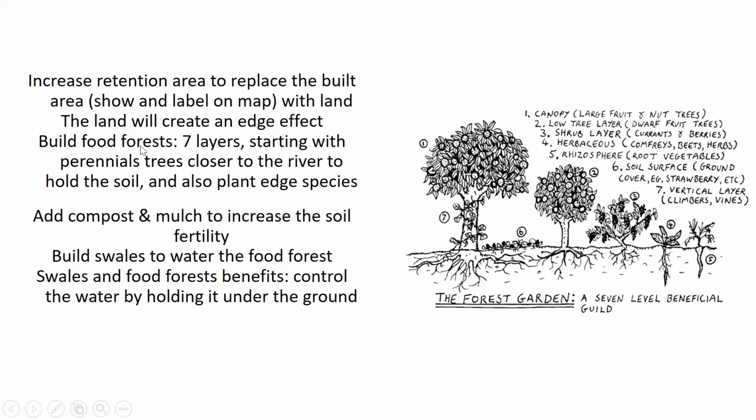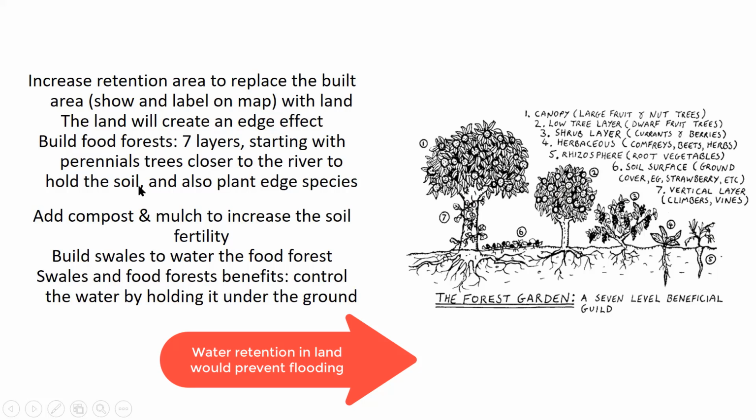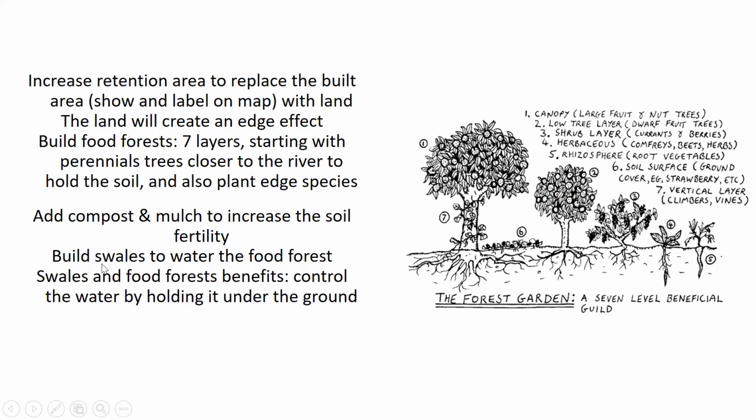And then we can build a food forest, 7 layers, starting from perennials closer to the river to hold the soil. And also we plant something called edge species because these can survive between the river and the land. We add compost and mulch to increase the soil fertility, and we can build swales to contour the land for water to flow in the land.